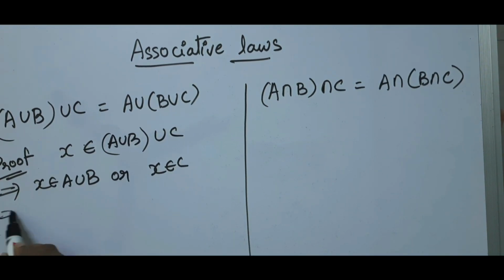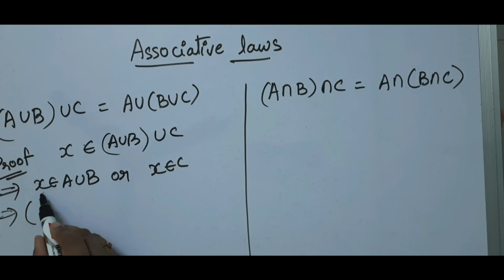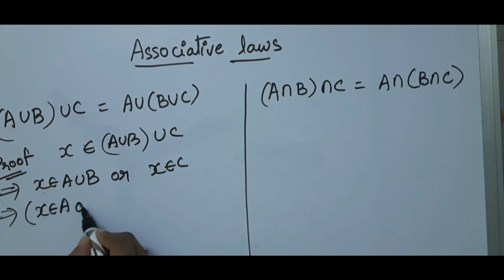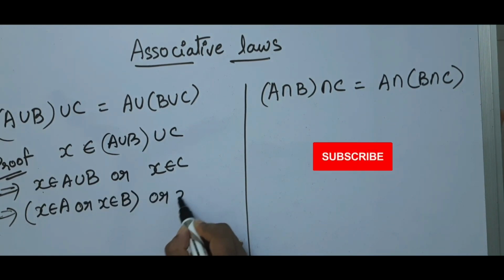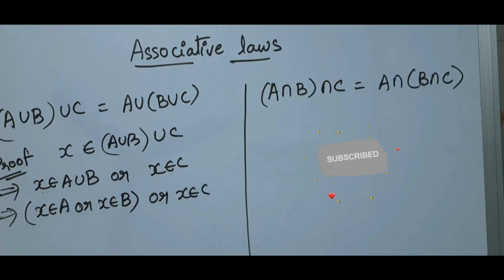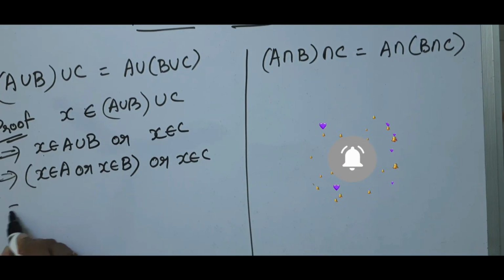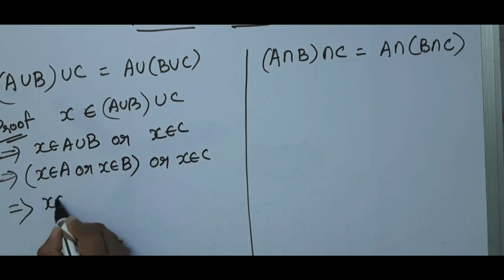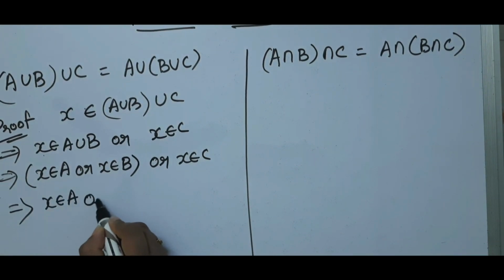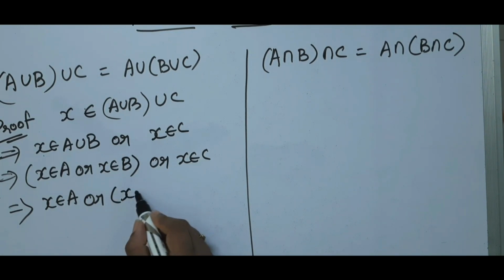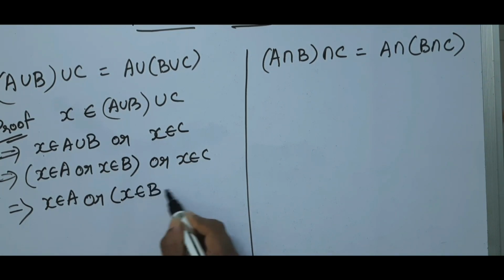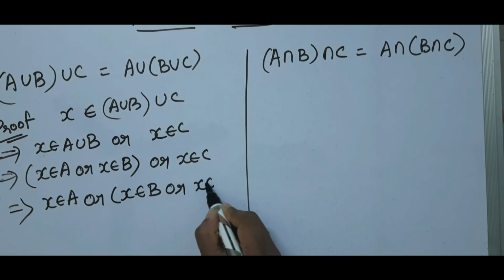Now, X belongs to A union B can be written as X belongs to A, or X belongs to B, or X belongs to C. Now remove the brackets. This can be written as X belongs to A, or remove the brackets here and begin here. It doesn't mean anything, is it not? So we can write it as X belongs to B or X belongs to C.